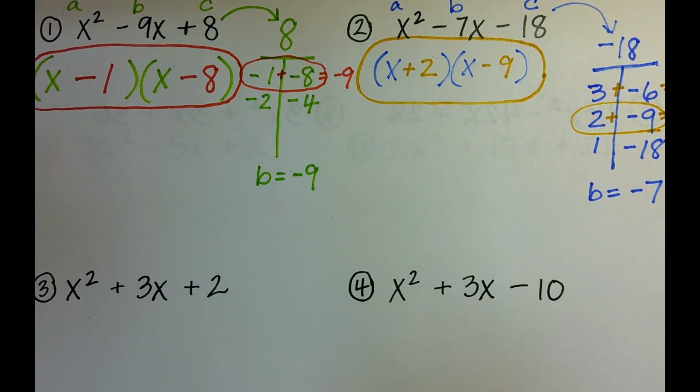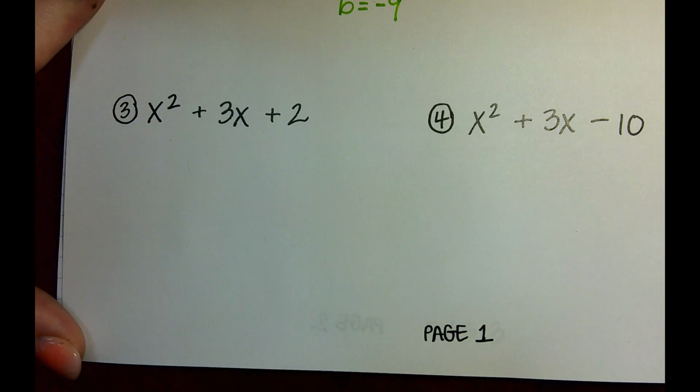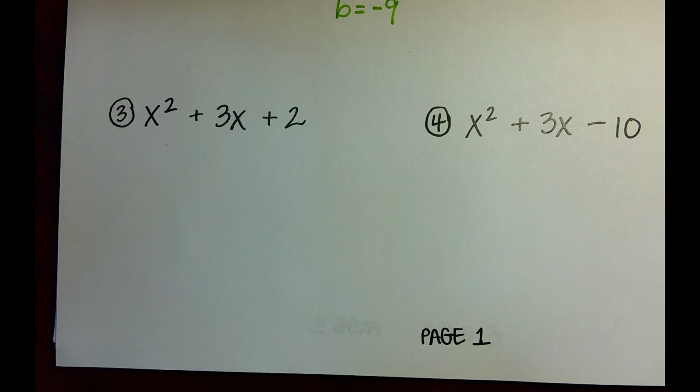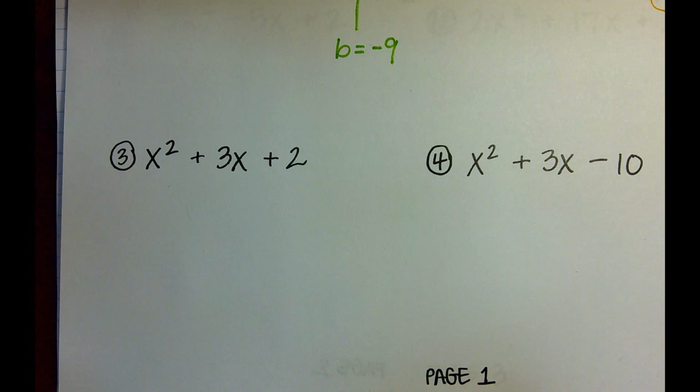Okay, let's go ahead to number 3 then. And again, please stop me if you do have questions, or if I move too fast, if you still need to see part of my work, you can tell me to move back. I'm happy to do that. So for number 3, we have another expression where a is 1. We have x squared plus 3x plus 2.